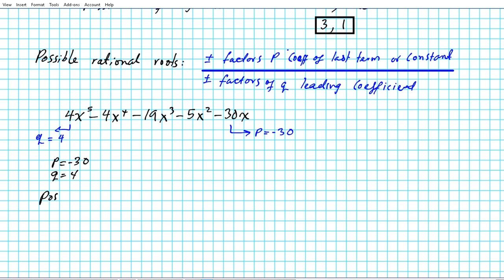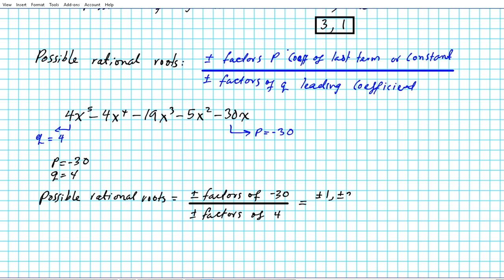We're good to go. Let's go ahead and find our possible rational roots. Our possible rational roots are going to be the positive and negative factors of p, which is negative 30, divided by the positive and negative factors of q, which is 4. Let's go ahead and list the factors of 30. It's going to be plus or minus 1, plus or minus 2, plus or minus 3, since 3 goes into 30 10 times. Does 4 go into 30? Nope. Plus or minus 5 goes in 6 times.